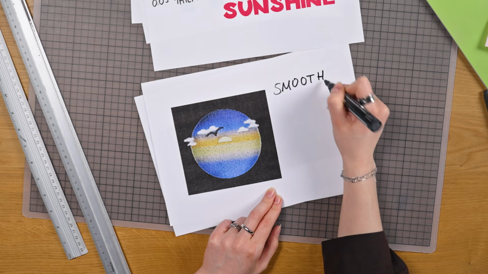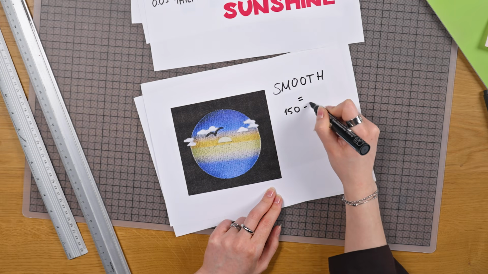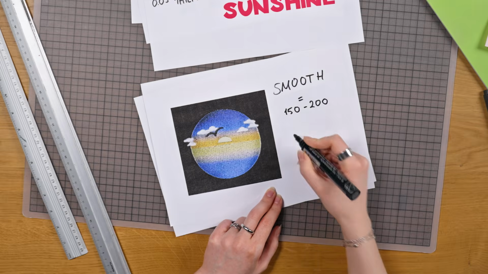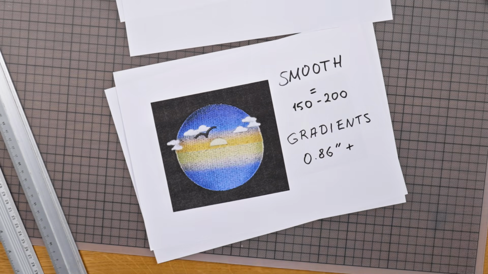First, keep your gradients long and gradual. A smooth transition needs to be about 150 to 200 stitches to fully blend, which is roughly an inch of space. 0.86 of an inch if you want to be super exact. Anything tighter than that and you'll end up with what looks like a hard line rather than smooth blends.